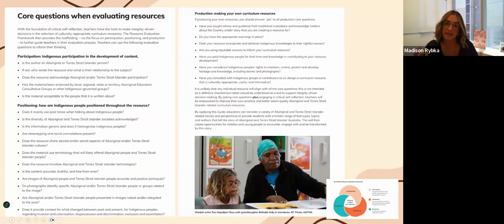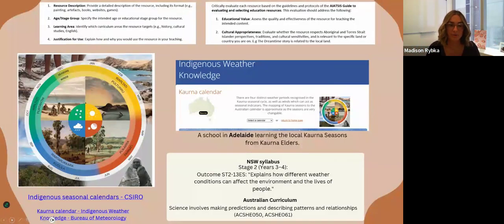It's really offensive, in explaining that. Again, using your trauma-informed practice, having those conversations around it as well and acknowledging. So I showed this example for the Indigenous seasonal calendars that you can use. Now, this could be used in any science, mathematics, history, environment, writing.